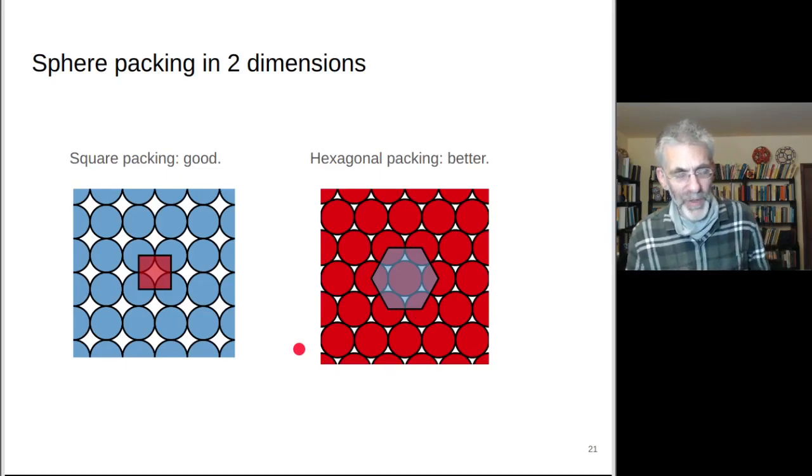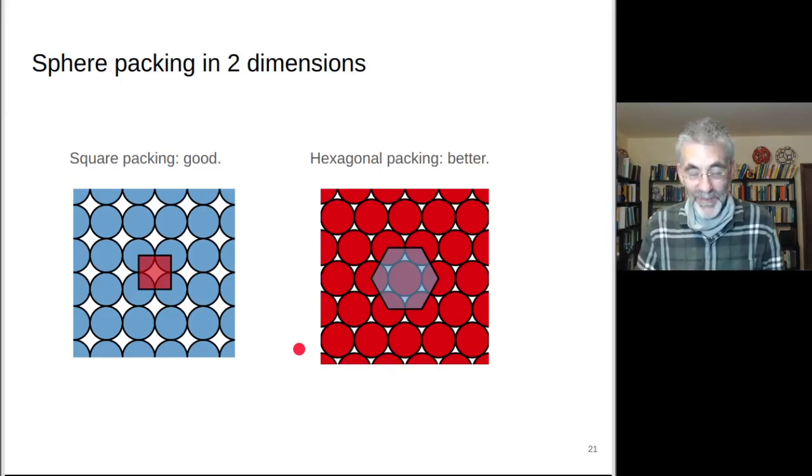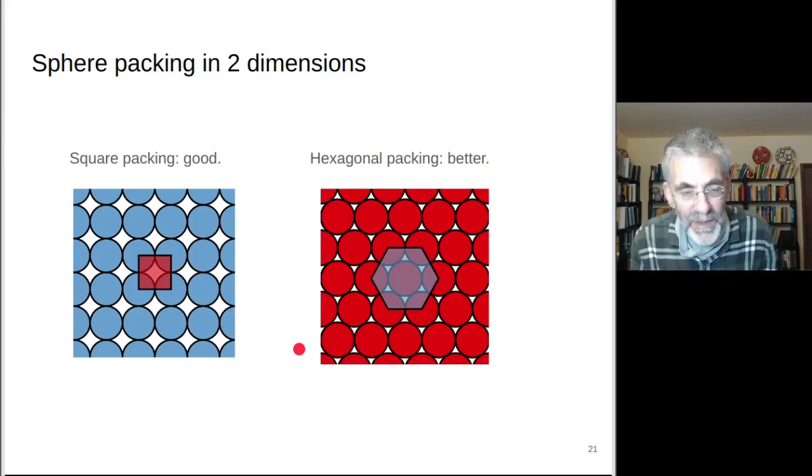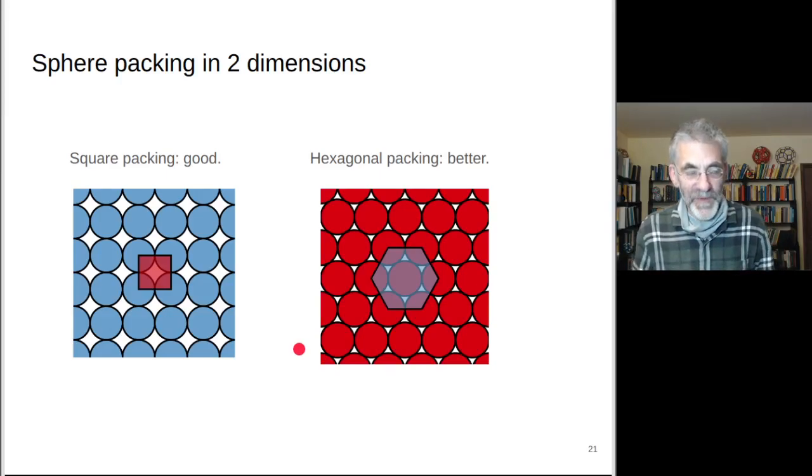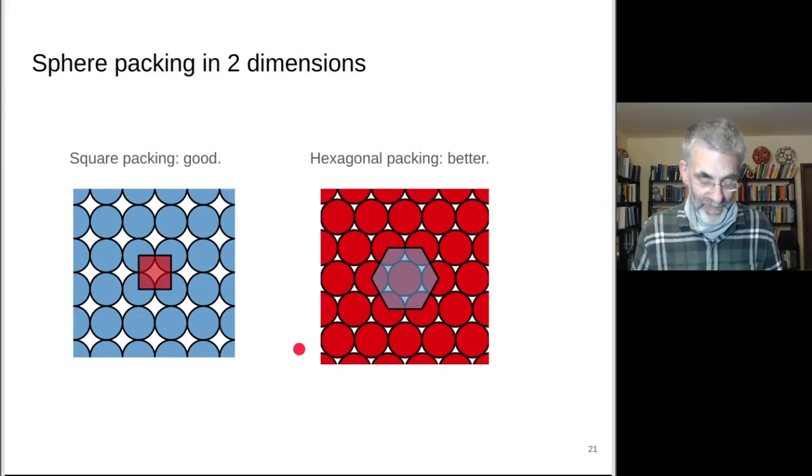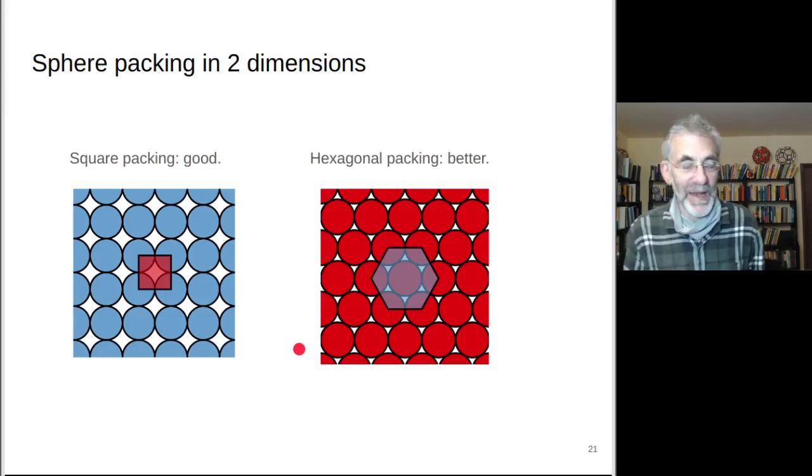What I want to talk about next is some groups discovered by John Conway. And these groups are groups of symmetries of sphere packings. So the problem is to find the densest sphere packing in any given dimension.